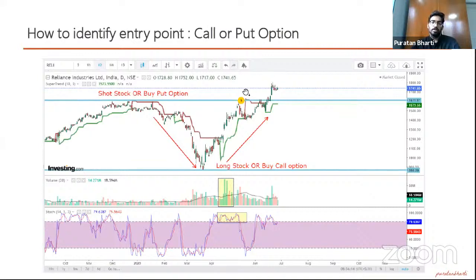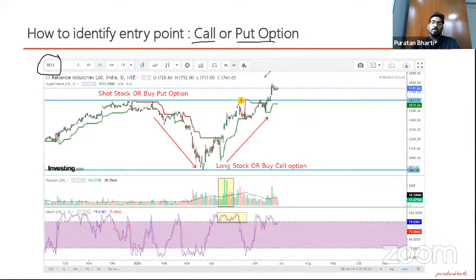Call is when you are bullish, when you think that the stock prices will go up. It's a type of derivative. Why is it a derivative? Because the prices are not derived on it. It is based on the stock prices of Reliance. So that is why it is called derivative. When you are bullish on the stock market, then you will buy call. When you are bearish on the stock market, you will buy a put option.